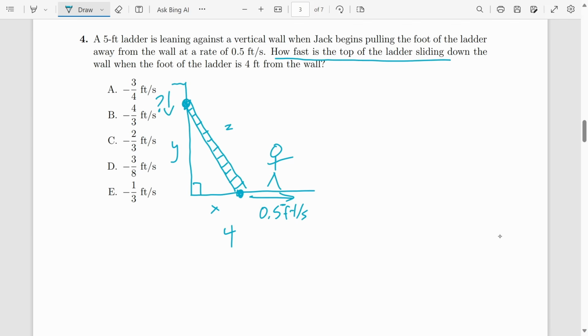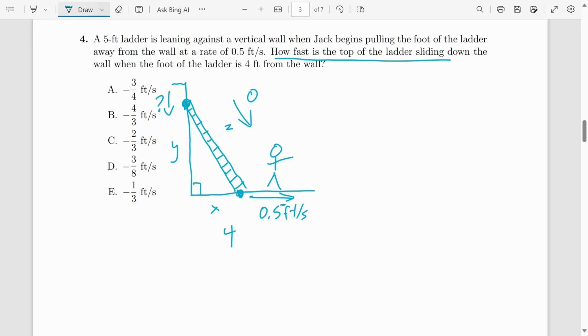And side note, z also technically has a rate, but its rate is 0 because we're not chopping the ladder in half or anything. We're not changing the size of the ladder. So the rate at which z is changing size is 0, and that actually will be helpful later on. So we've visualized what this problem looks like now. We're asked to find the rate at which y is changing, essentially.